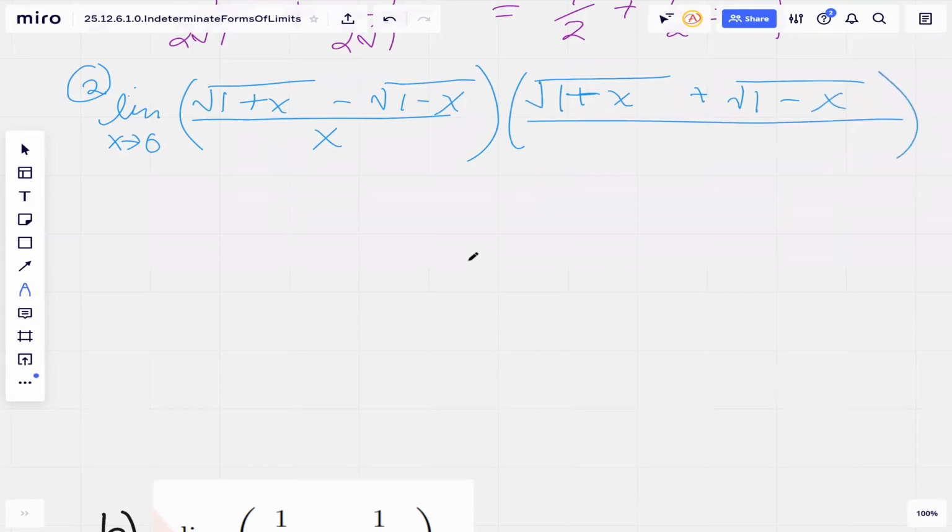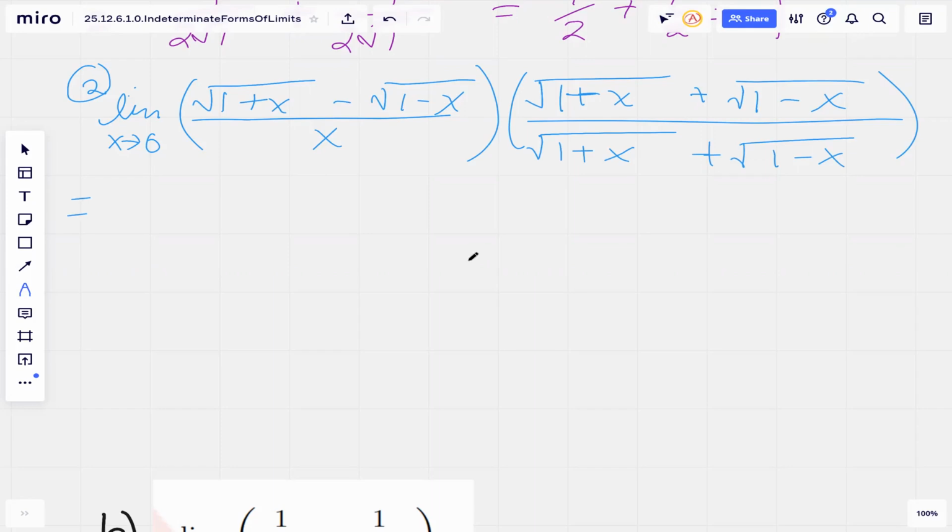So we're going to multiply by the number 1, where the value 1 is written as the square root of 1 plus x plus the square root of 1 minus x, over the square root of 1 plus x plus the square root of 1 minus x.